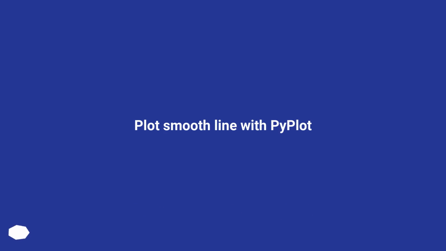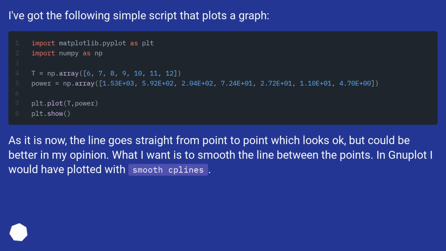Plot smooth line with PyPlot. I've got the following simple script that plots a graph.